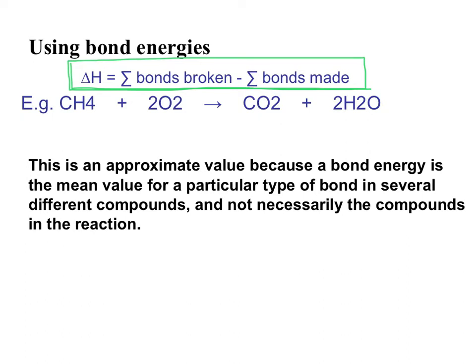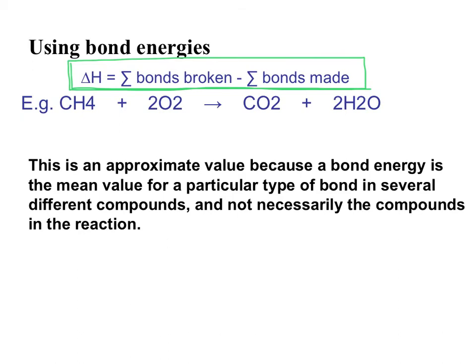So we're going to write into page 35. This is an approximate value because a bond energy is the mean value for a particular type of bond in several different compounds, and not necessarily the compounds that we're considering in the reaction. And that's an important point that comes up quite often in exam questions.